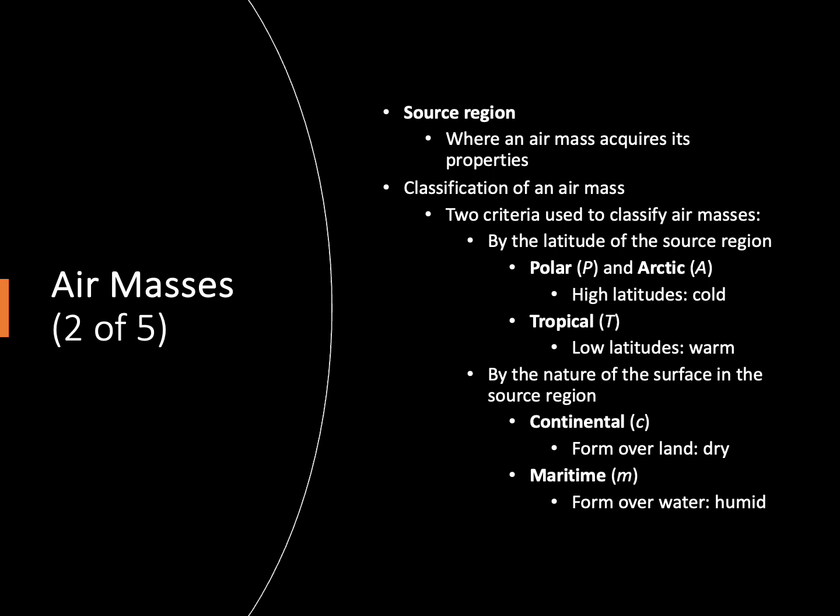But the second thing that we care about, other than temperature, is the humidity. How much water is this air mass carrying? And here we're going to have two different types, our continental and our maritime. Our continental air masses originated over a continent. Because they're forming over land, they're going to be fairly dry air masses. But our second type is called maritime, which is just another word for ocean. And because these maritime air masses are forming over our watery oceans, they're going to be very humid. They're going to be holding a whole lot more water than our continental air masses do.